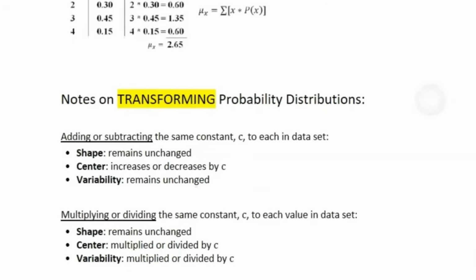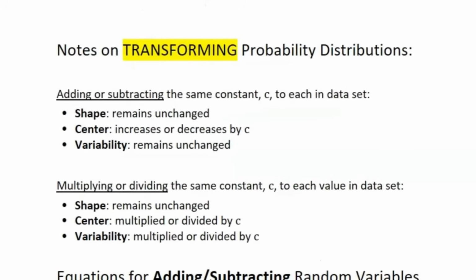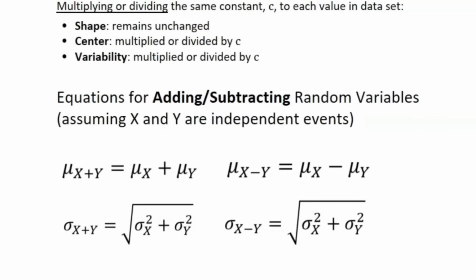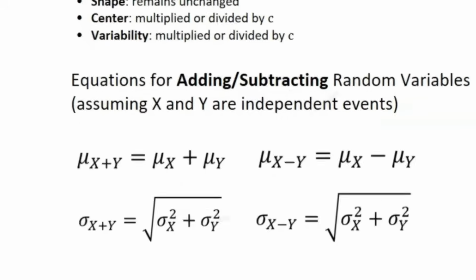So now obviously we have to talk about, can't be stats without talking about how you transform probability distributions. So here's a summary. If you add or subtract the same constant C to each value in the data set, the shape is unchanged, center increases or decreases by C, variability remains unchanged. If you multiply or divide by the same constant C to each value in the data set, your shape stays the same, center is multiplied or divided by C, and variability is multiplied or divided by C. All right, so here are a couple more equations you need to know when you are adding or subtracting sets of data for random variables, assuming that event A and X are independent events.